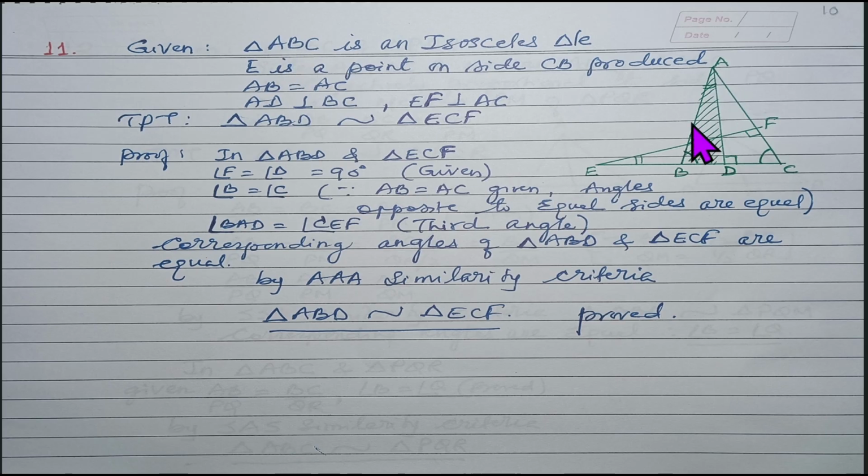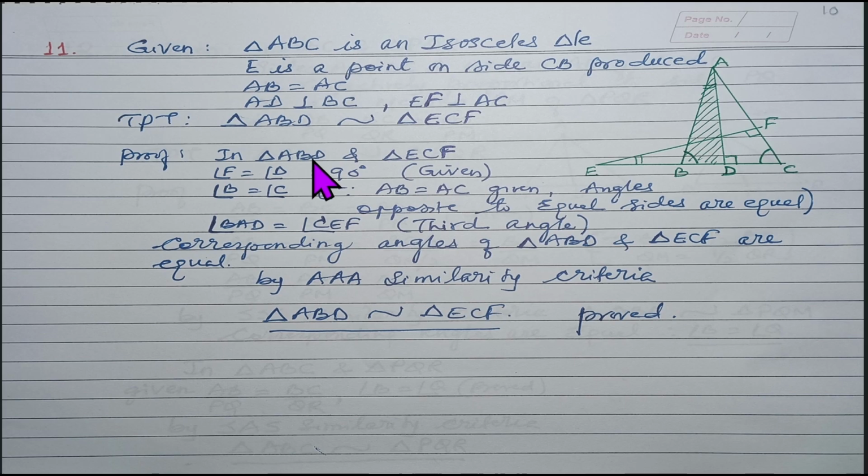Now we are given a triangle ABC, and ABC is given as an isosceles triangle. That means AB and AC are equal. E is a point on side CB which is extended or produced further, and EF, please understand here, EF is perpendicular to AC. AD is perpendicular to BC, EF is perpendicular to AC, and E is obtained by extending CB further, and we get the point E there. And now we have to prove that triangle ABD, the shaded one, is similar to triangle ECF. So the shaded one and the unshaded one, we have to prove them to be similar. Let us see how to do that.